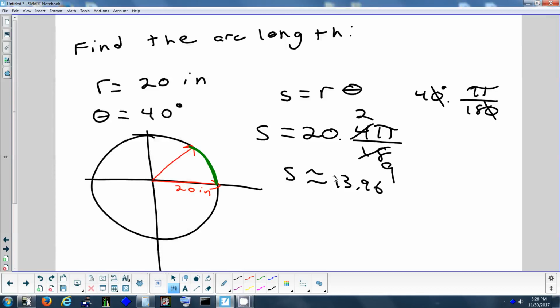And that's an arc length, and in this problem the lengths were inches. So that could be set up to solve for the length of the arc, the length of the radius, or the angle. But they'll always give you two things.